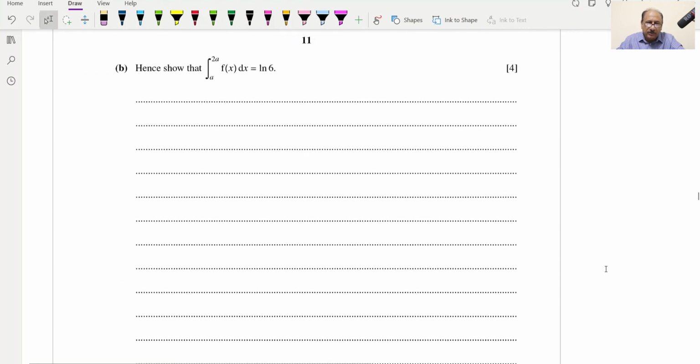Now b part is the integral of this one from a to 2a, f of x dx is equal to log 6. We have to show this one. So to show this, integral of a to 2a, and the function is what? F of x. We have done partial fractions and we will be using that one, and this plus this will be 1 over 3a minus x, and this will be like this dx.